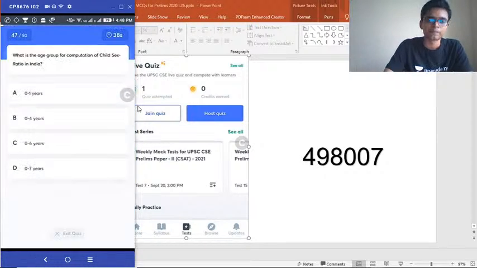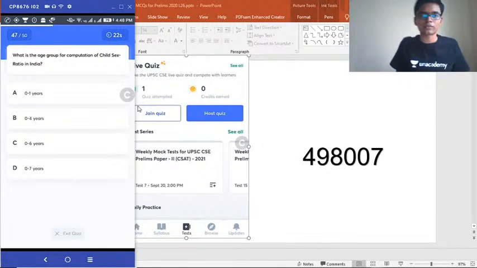Okay. 47. What is the age group of the computation of child sex ratio in India? 0 to 1 years, 0 to 4 years, 0 to 6 years, and 0 to 7 years. So this is human geography question. Okay, human geography is important for UPSC. So regarding child sex ratio, what age group is used in order to calculate this? 0 to 1, 0 to 4, 0 to 6, 0 to 7.